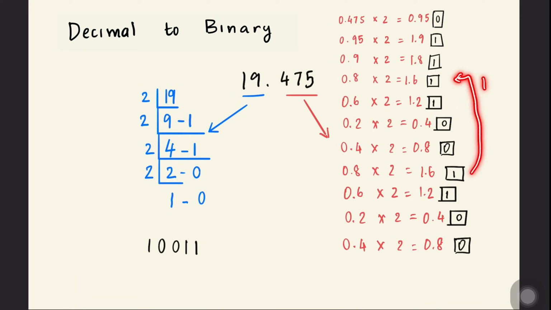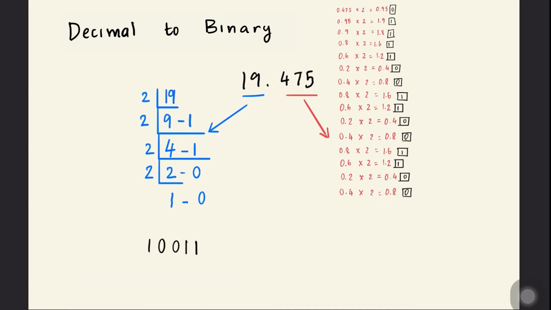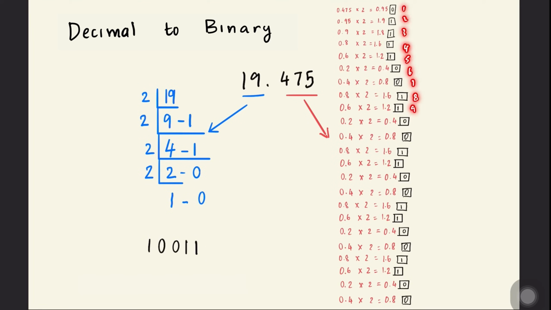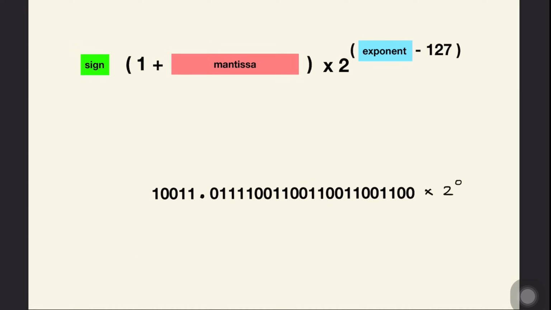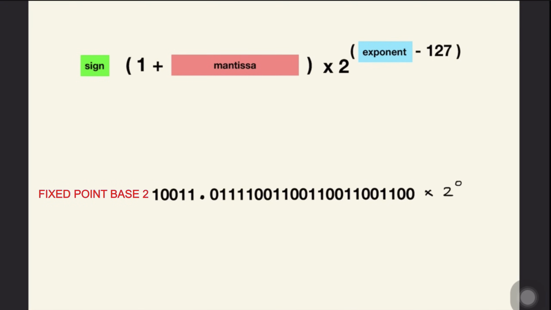But you may not always get 0. In such cases, such as this case, continue the process until you have values for 23 bits and then stop. Now if we combine our bit string for the integer and the bit representation of the decimal part of a number, we get the fixed point binary representation.